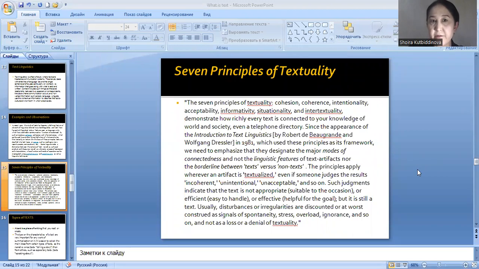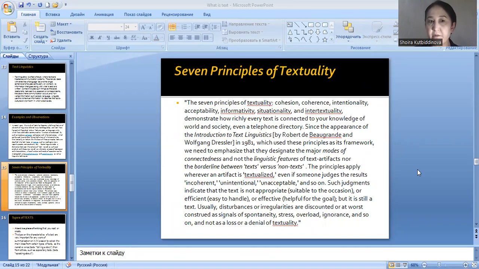Now let's talk about the 7 principles of textuality. The 7 principles of textuality: cohesion, coherence, intentionality, acceptability, informativity, situationality, and intertextuality demonstrate how rich every text is, connected to a knowledge of the world and society, even a telephone directory.